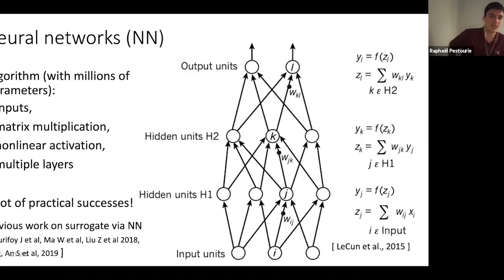A neural network is this algorithm that is famous now, where basically you have inputs and then you do a bunch of matrix multiplications that you compose with some nonlinear activation functions, and you do that for multiple layers. That's actually a feed-forward network, which is the one I'm talking about today, and it has a lot of practical successes. I'm mentioning some work on neural surrogates in the literature.